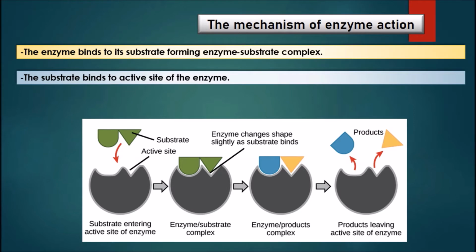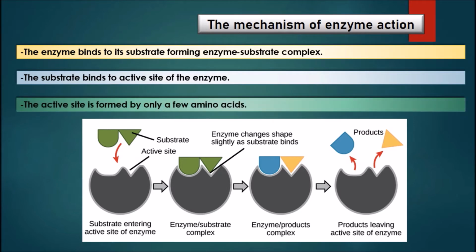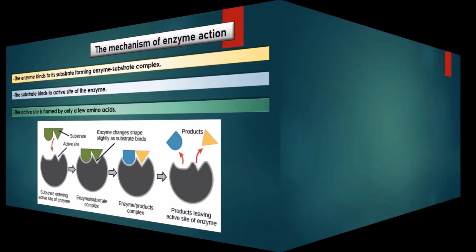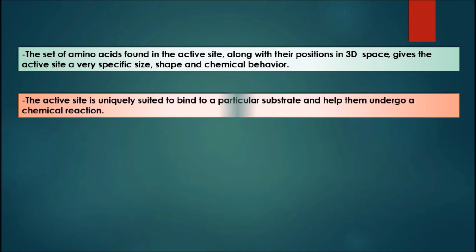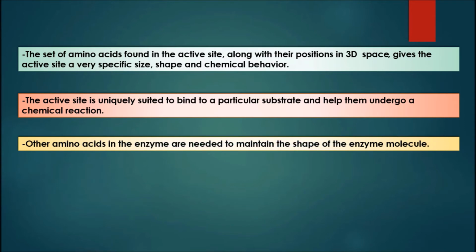The active site is formed by only a few amino acids. The set of amino acids found in the active site, along with their positions in 3D space, gives the active site a very specific size, shape, and chemical behavior. The active site is uniquely suited to bind to a particular substrate and help it undergo a chemical reaction. Other amino acids in the enzyme are needed to maintain the shape of the enzyme molecule.